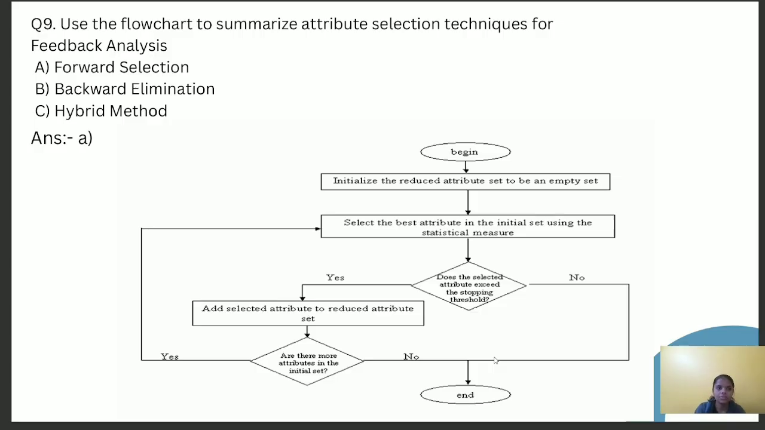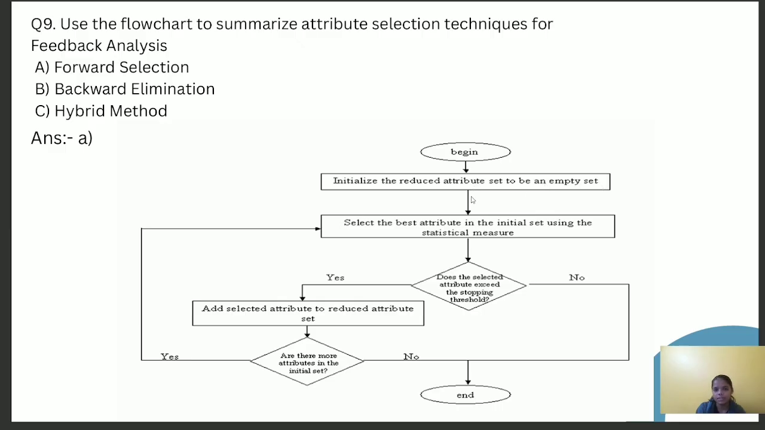Now, the last question: use the flow chart to summarize the attribute selection techniques for feedback analysis. First, forward selection, second, backward elimination, and third, the hybrid method. First, forward selection. In forward selection, as you can see in this flow chart, we begin by initializing the reduced attribute set to be an empty set.